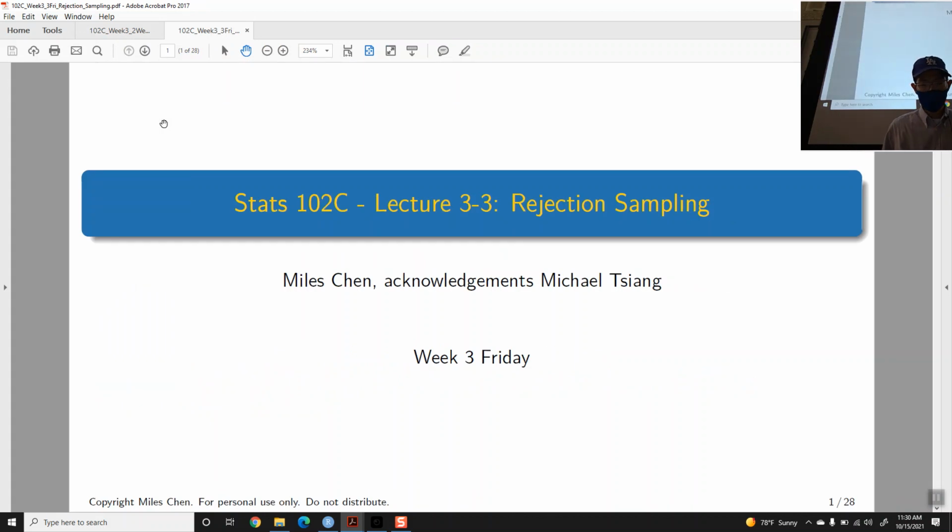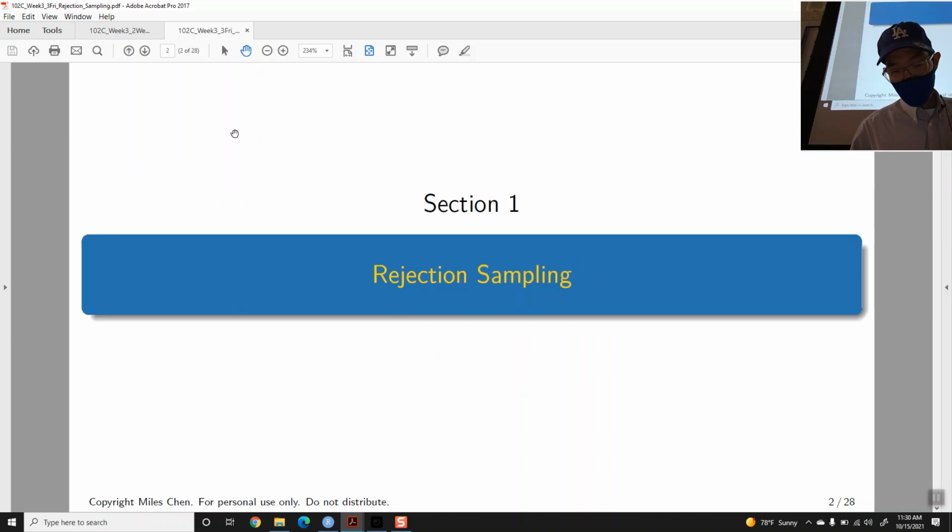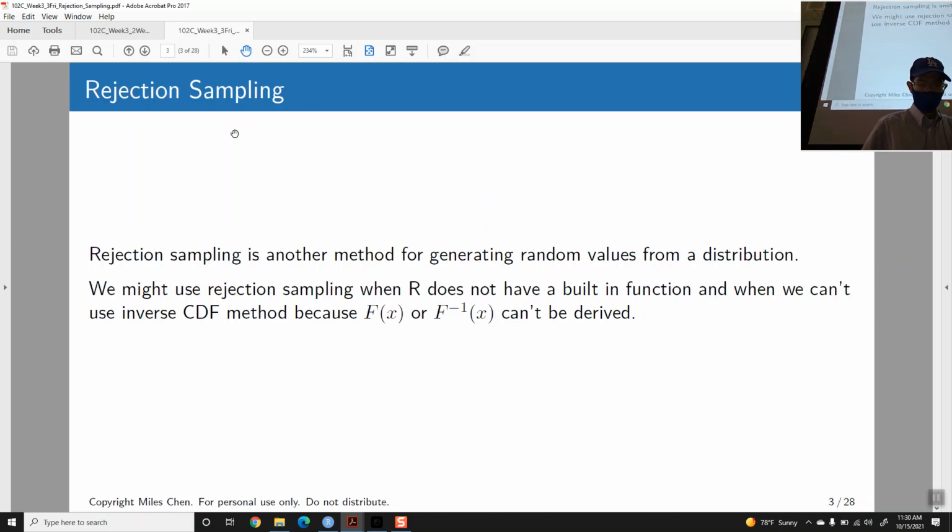Okay. And now let me introduce rejection sampling. So this is new stuff. Rejection sampling is another method for generating random values from a distribution. So far we've looked at inverse CDF and convolutions, and rejection sampling is another way for us to generate random values.